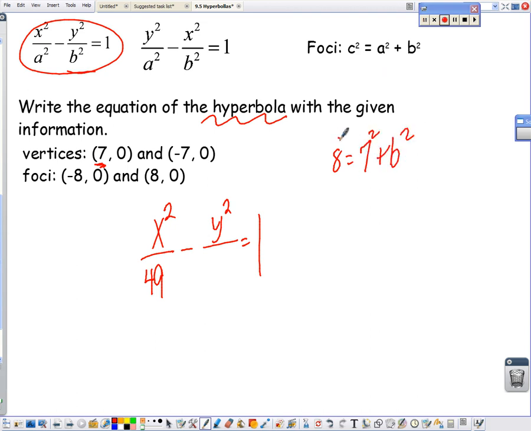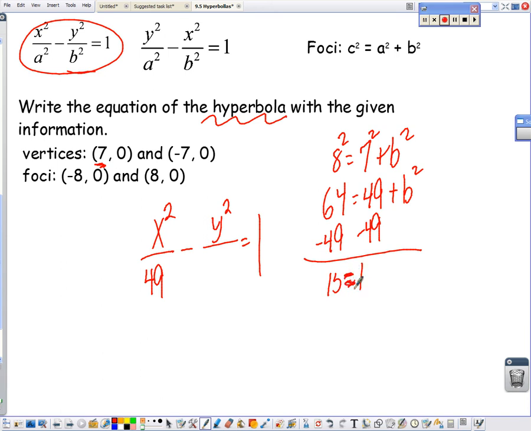Oops, those are supposed to be squared. So I get 64 equals 49 plus b squared. And remember, we're putting b squared under the y, so there's no point. 64 minus 49 is 15 equals b squared. There's no point in finding the square root of b squared, or the square root of 15, because we want b squared in there. And so that would be your answer.